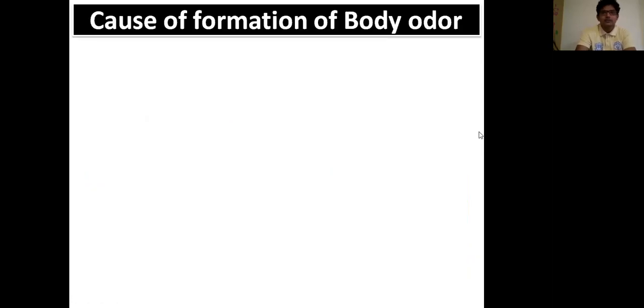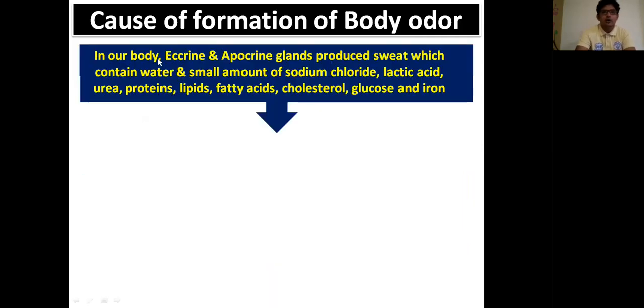So the causes of formation of body odor must be understood. Why we get the odor, or why the body forms the odor, then only we can see the mechanism of destroying this odor by using these deodorants. So in our body, eccrine and apocrine glands produce sweat which contains water and a small amount of sodium chloride, lactic acid, urea, proteins, lipids, fatty acid, cholesterol, glucose and iron. So all these are the chemical constituents which are present in sweat.